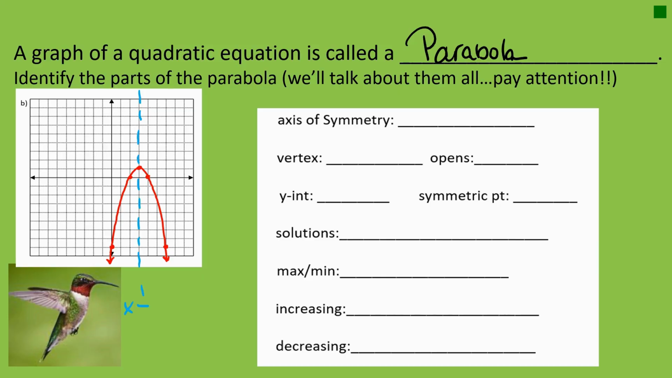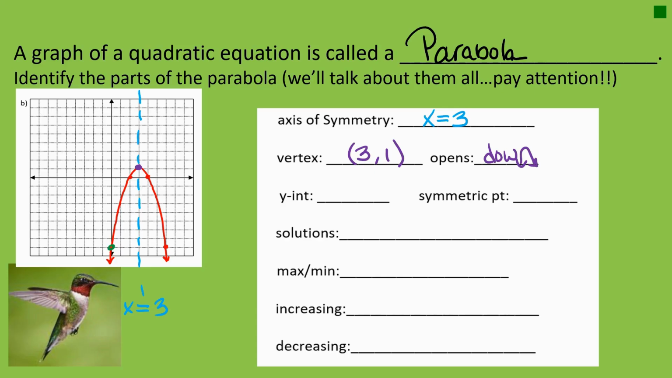What are all the x's right here? They're over 3. So your axis of symmetry is x equals 3. The vertex is the point where it turns. It's a point, so you went right 3, up 1. Look at the arrows. The arrows are going down, so this opens down.